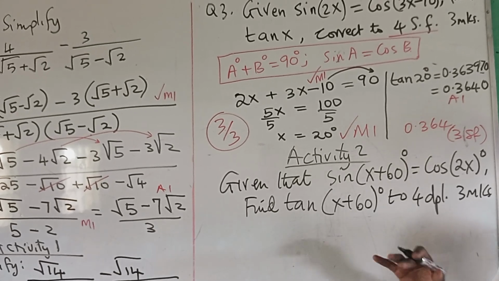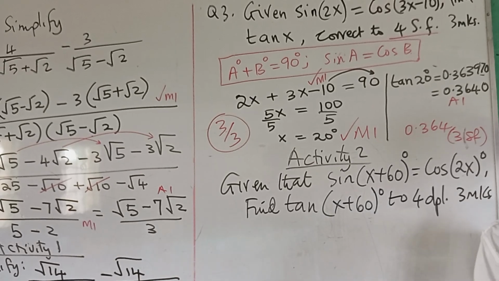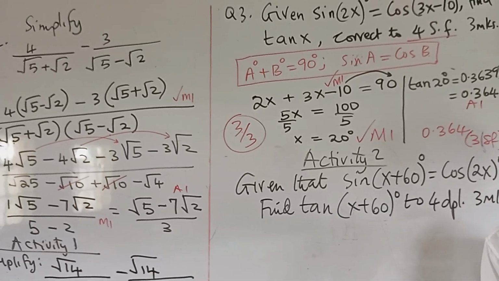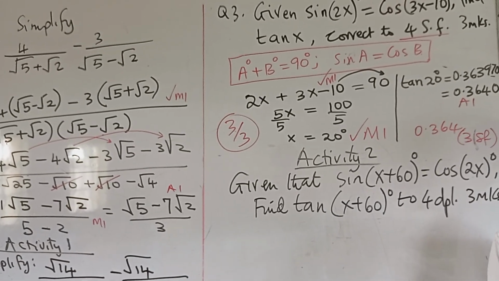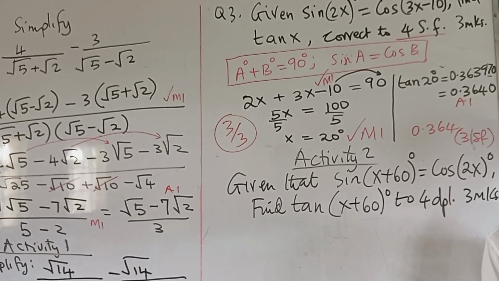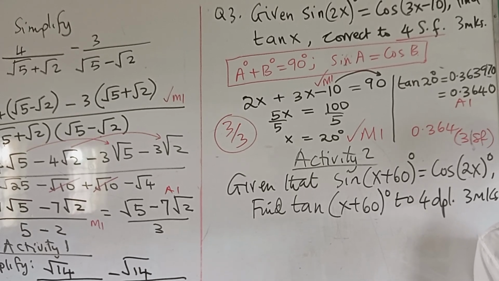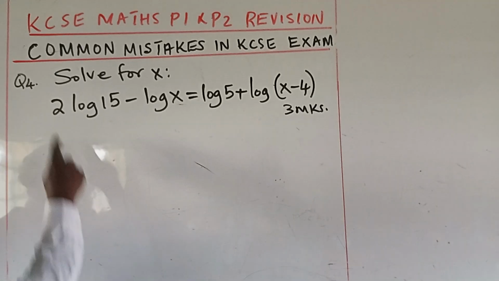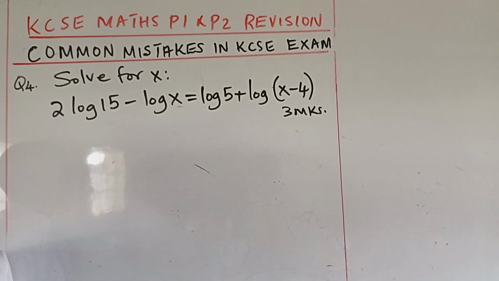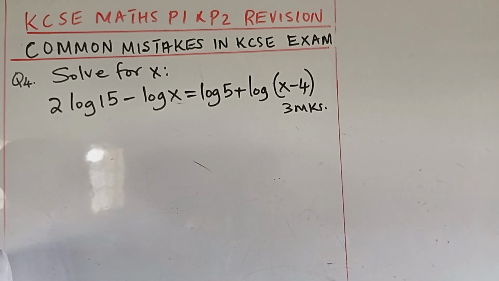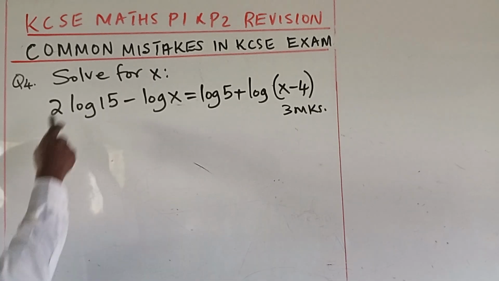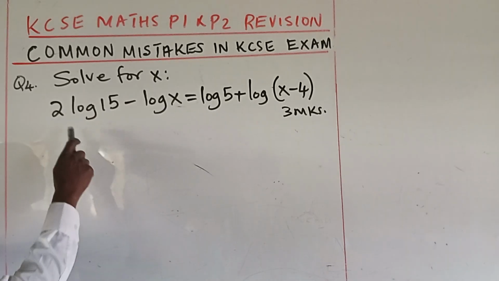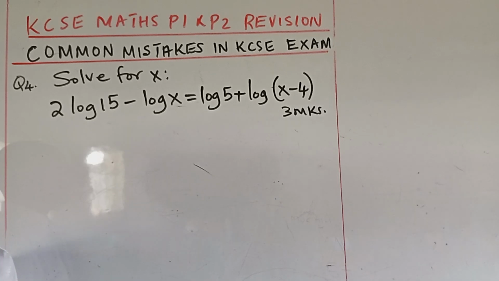We are going to move to question number 4, which will be drawn from an area in logarithms. That is further logarithms as done in Form 3. We look at a common area in further logarithms as dealt with in Form 3, whereby we look at the rules of logarithms.